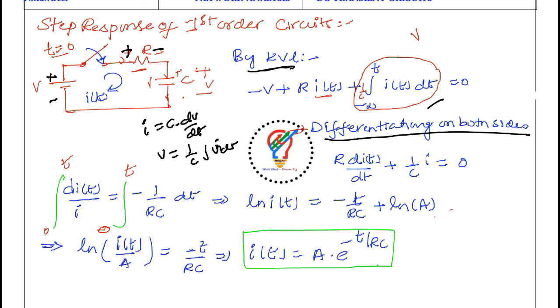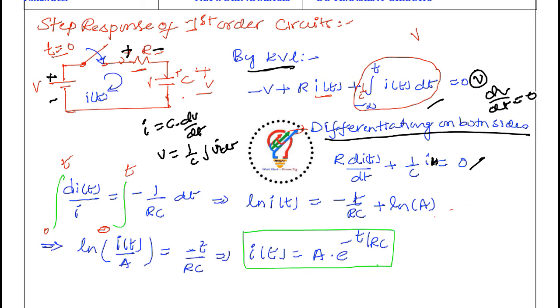When you differentiate, dV by dt is going to be 0, and R into di(t)/dt plus, since the integration and differentiation get cancelled, 1 by C into i(t) is equal to 0. This is the equation I got. So this is a first order differential equation. Already in my previous session we discussed how to solve this kind of differential equation.